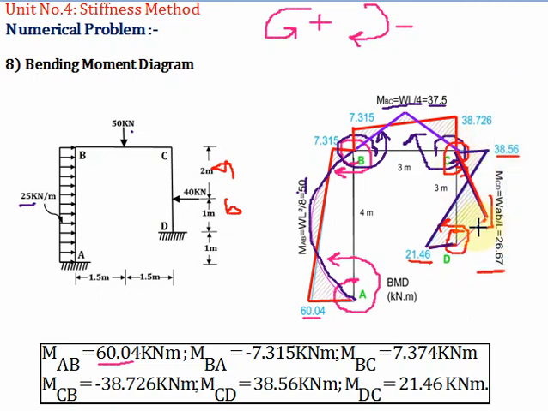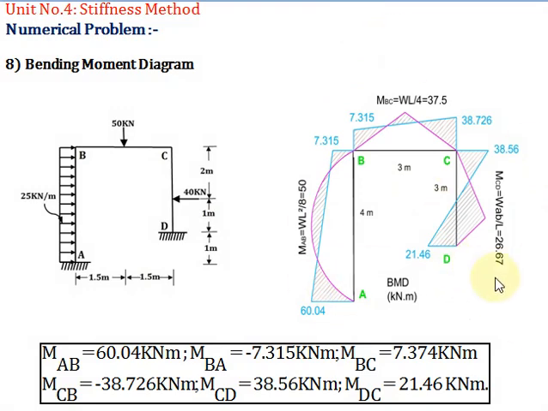Then, so this is the free bending moment diagram. Okay. So here in the exam don't show this sign. This is for your understanding, where that value is lying. For that I have shown. Only this diagram is expected. So this is the superimposed bending moment diagram.